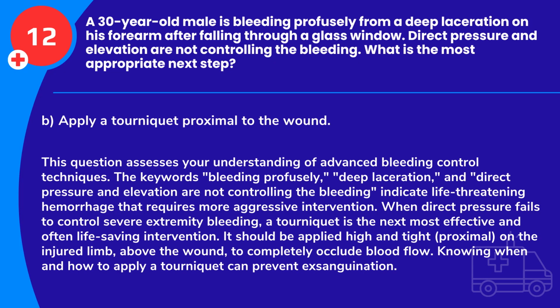Answer: B. Apply a tourniquet proximal to the wound. This question assesses your understanding of advanced bleeding control techniques. The keywords bleeding profusely, deep laceration, and direct pressure and elevation are not controlling the bleeding indicate life-threatening hemorrhage that requires more aggressive intervention. When direct pressure fails to control severe extremity bleeding, a tourniquet is the next most effective and often life-saving intervention. It should be applied high and tight, proximal, on the injured limb, above the wound, to completely occlude blood flow. Knowing when and how to apply a tourniquet can prevent exsanguination.